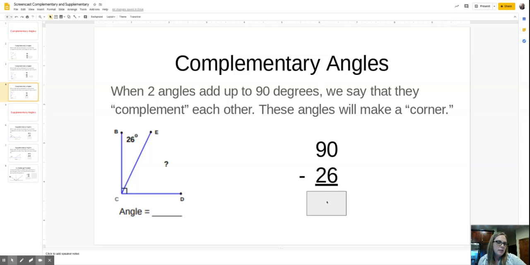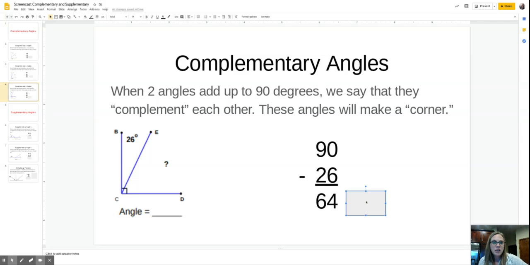So I'll give you a moment to think, make up your best guess, solve it on a separate piece of paper. Our answer should be 64.